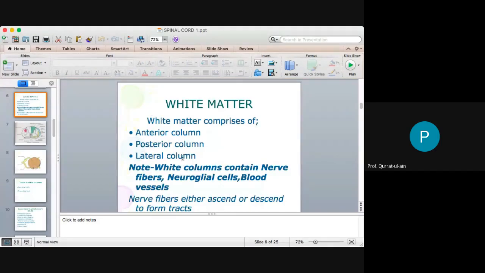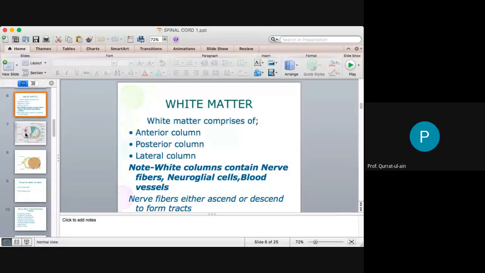So I have now told you that there are different columns in the white matter: anterior column, posterior column, lateral column, and you are generally asked, write the tracts which are present in the anterior column, write the tracts which are present in the posterior column, like this. And the white matter mainly consists of nerve fibers, as you know, and in addition to this, there are neuroglial cells, which are the supporting cells, right? And of course, there are blood vessels present in between.